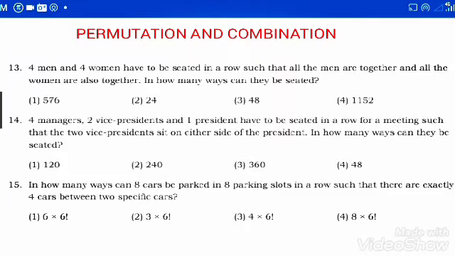Alright, today we'll be going over another set of permutation and combination questions.